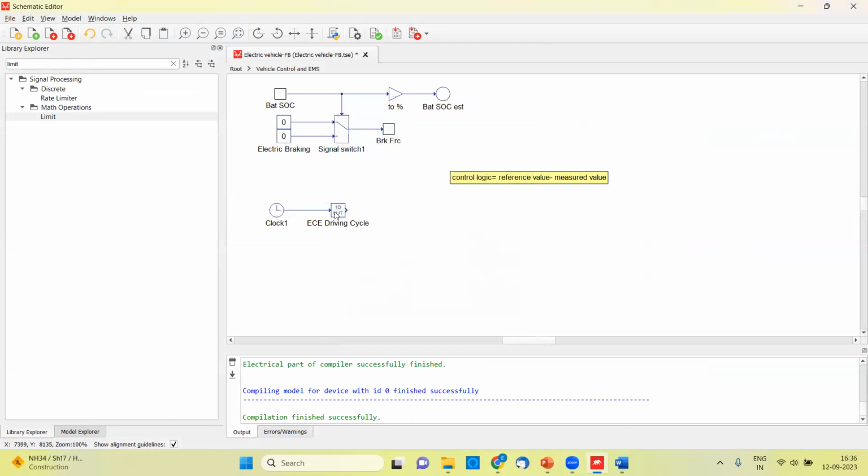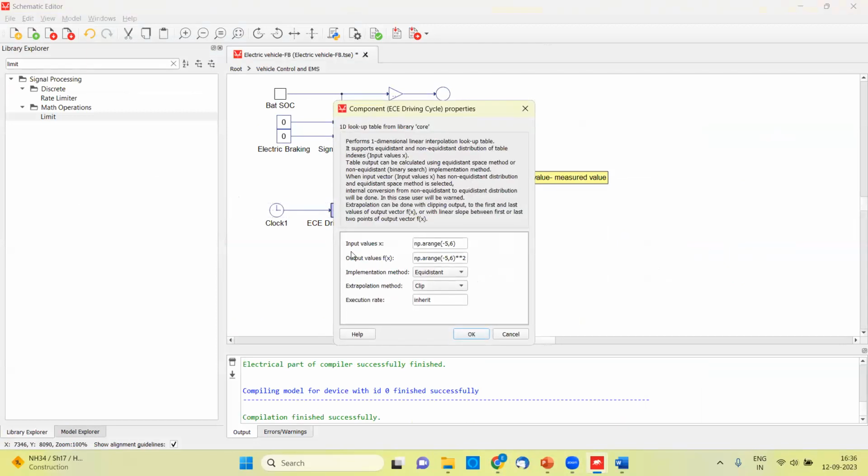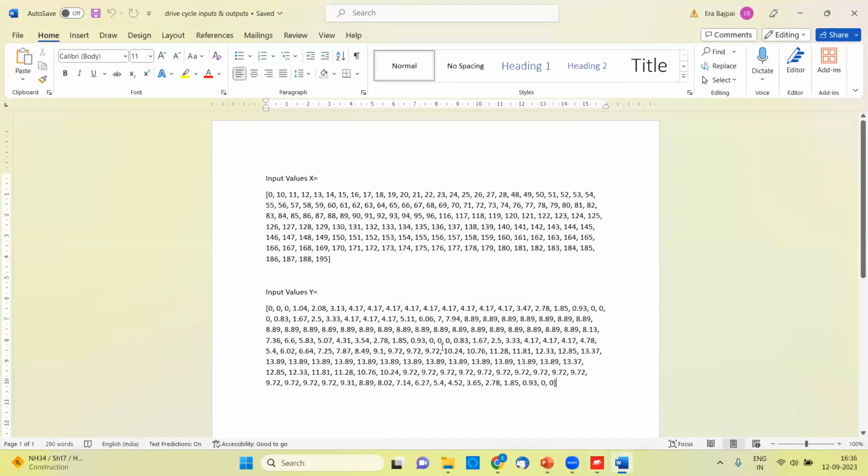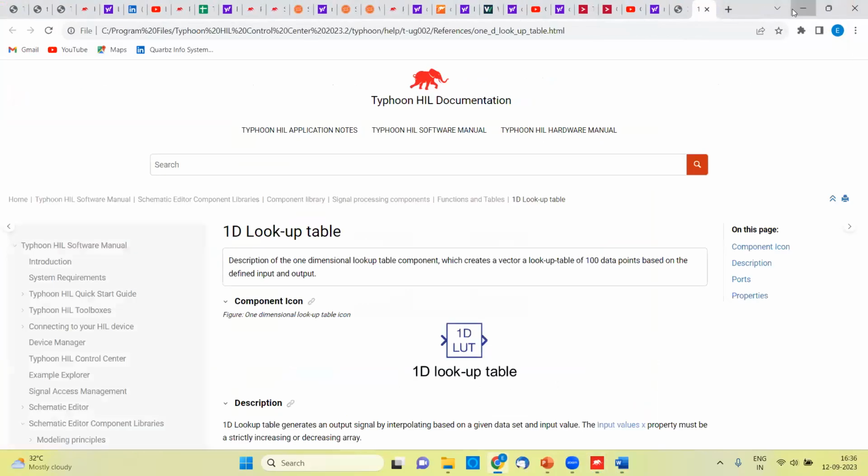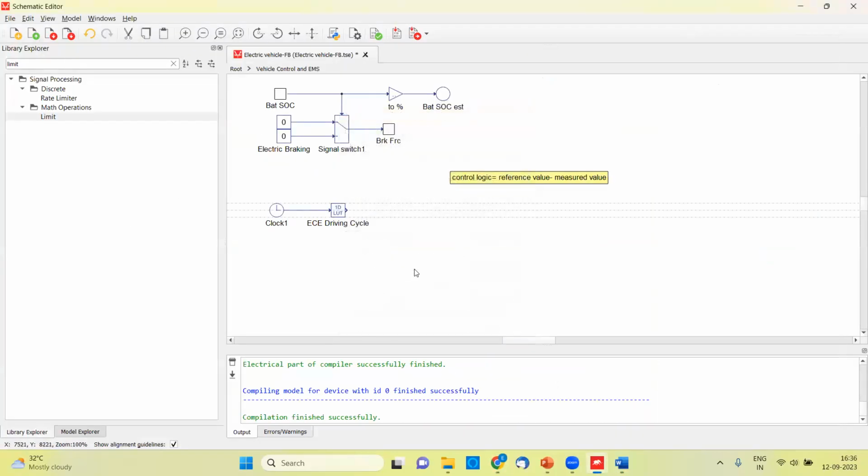So here, in place of input value X and output values f(x), we will be providing this X and this Y value. These are some sample values which have been taken for our drive cycle. Right now I am not going to input those values. I have just taken the component right now.